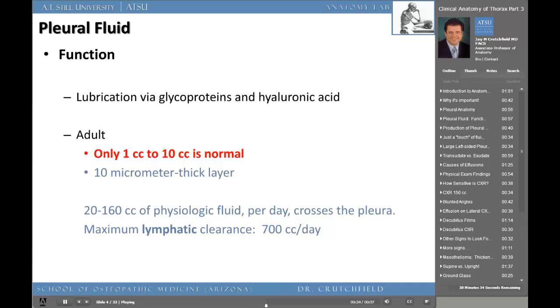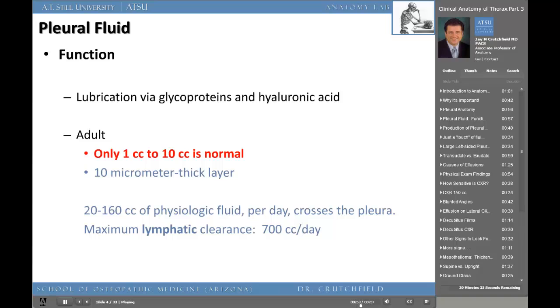20 to 160 cc's of physiologic fluid a day crosses the pleura. 700 cc's a day of lymphatic clearance. Take-home message from this slide: 1 to 10 cc's is normal. Commit that number to memory. It's not a lot of fluid.